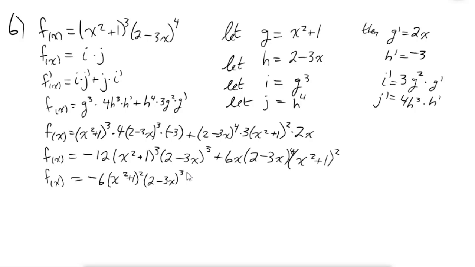And then I put back in what I have left. So negative 12 divided by negative 6 gives me 2. (x squared + 1) to the power of 3 divided by (x squared + 1) to the power of 2 leaves me with a single x squared plus 1.